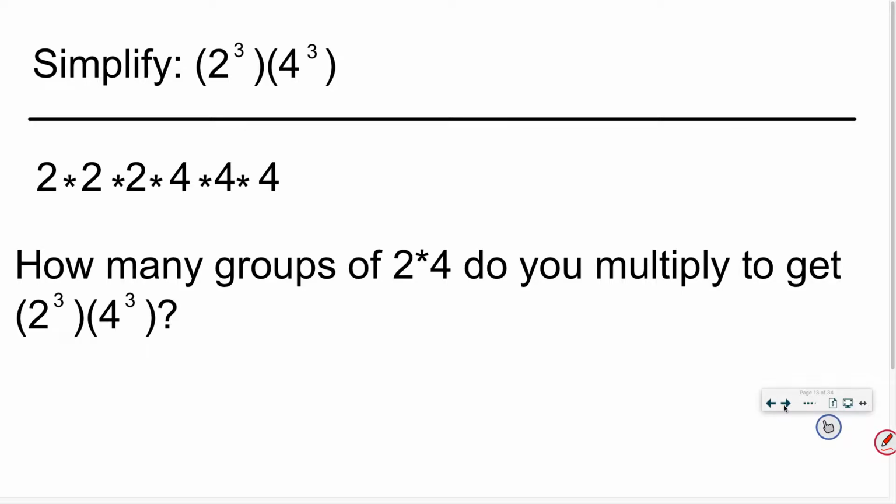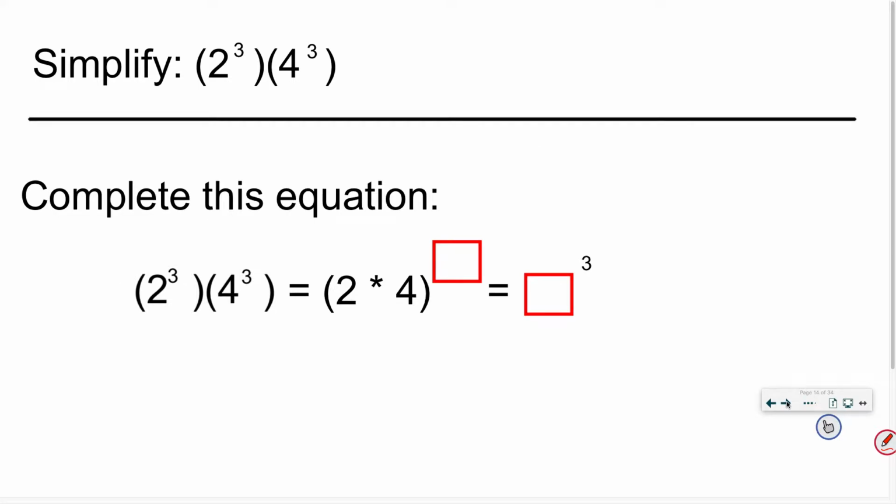How many groups of 2 times 4 am I multiplying here? 3. Could I group them? Yes. Would that be 2 times 4? Very good. 2 to the third times 4 to the third is actually the same as 2 times 4 to what exponent? To the third. Could I simplify what's in the parentheses? Yes. What is that? 8. I'm impressed. This is interesting.